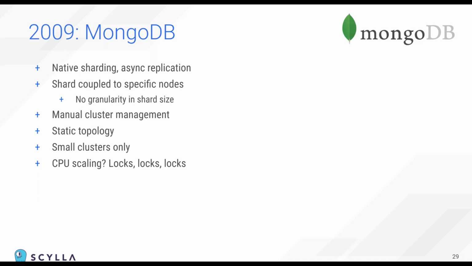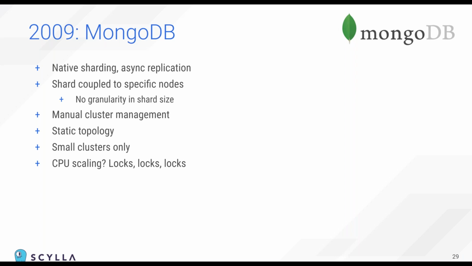So the first example is MongoDB. MongoDB came out in 2009, and it had native sharding and synchronous replication, which allowed it to scale to the diminishing returns region, which was also already much better. But the major problem with how MongoDB handled shards was that the shards were basically coupled to nodes. And when I say coupled to nodes, I mean two things.